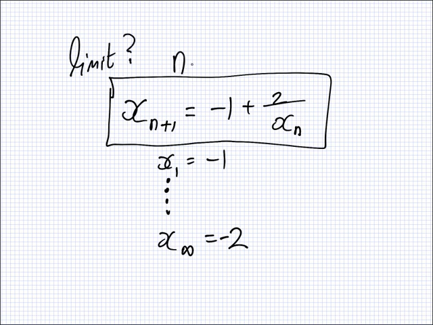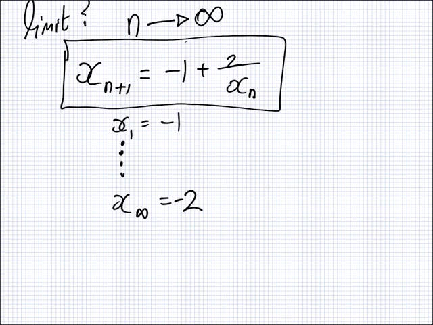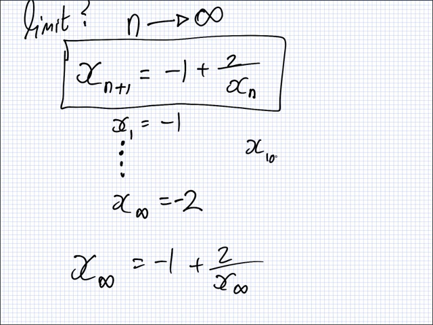So the trick is to make n go to infinity, because that's what you're trying to do, isn't it? Make n go to infinity. So what does xn plus 1 become? That becomes x infinity. That becomes the limit. Right? And what does xn become? Also x infinity. Yeah? Just think about this. Pick n as a large number, like 1,000,000. This would be x 1,000,000 plus 1 equals -1 plus 2 over x 1,000,000. As I make n bigger, both of these move towards the limit.